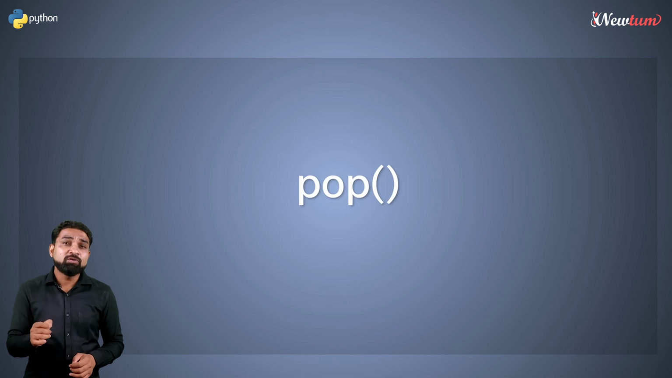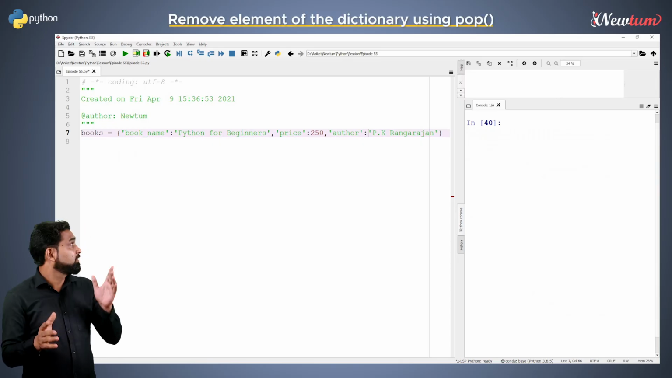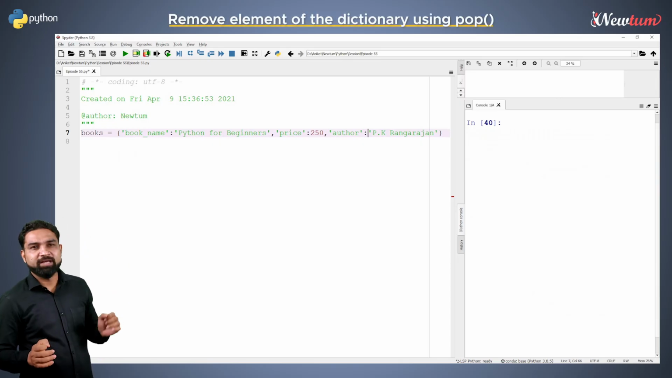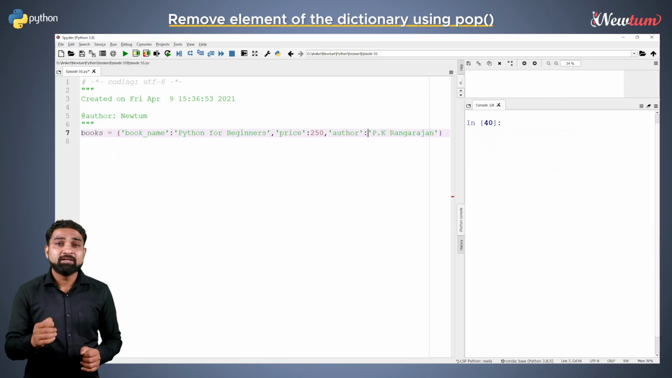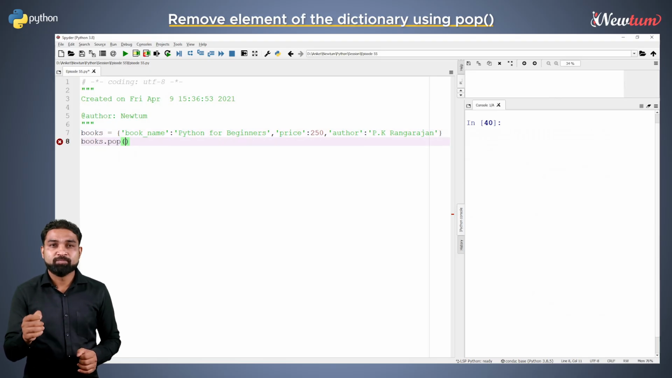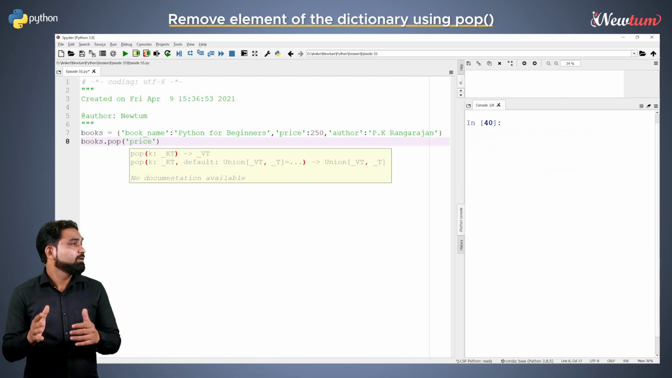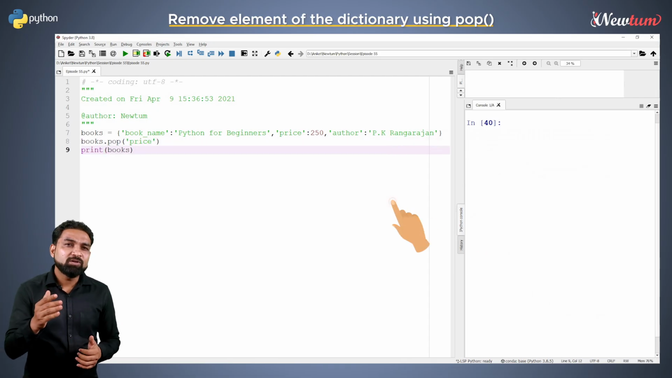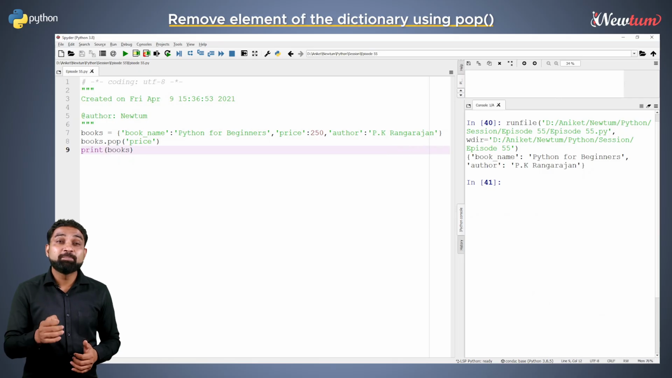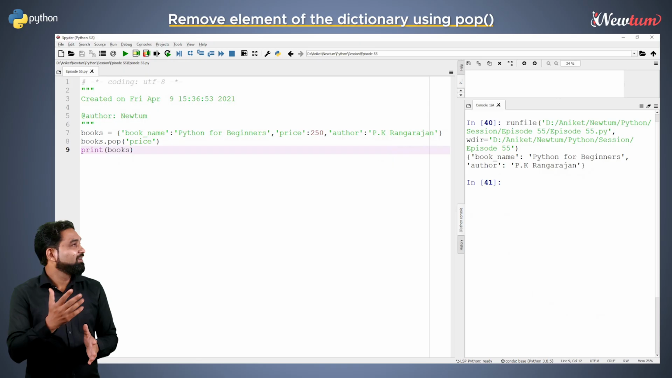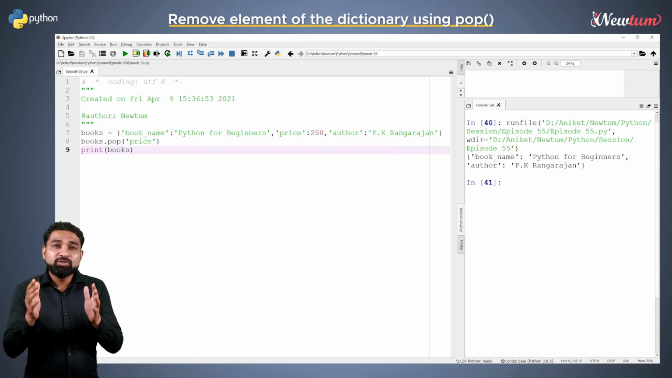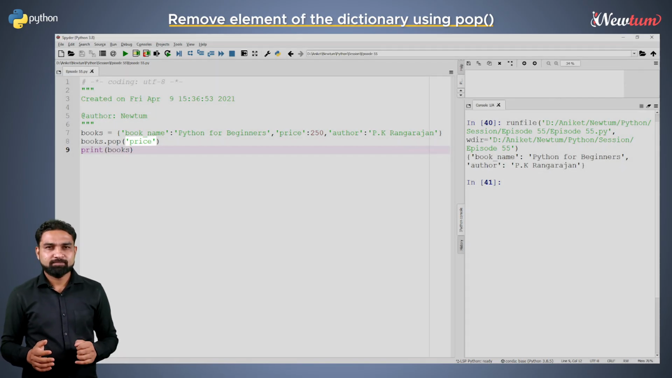The pop function of dictionary removes the element from dictionary based on the key. Consider our dictionary with key, book name, price and author like this. In the next line, write books.pop and in bracket pass the key price. Then print the dictionary. Run the code. You see the key price along with its value is removed from the dictionary. Well, pop is very simple. You just have to pass the key.